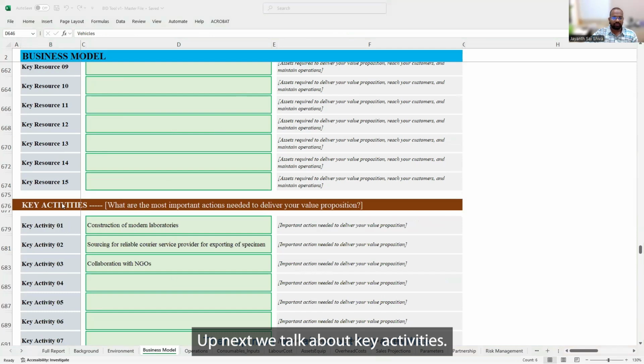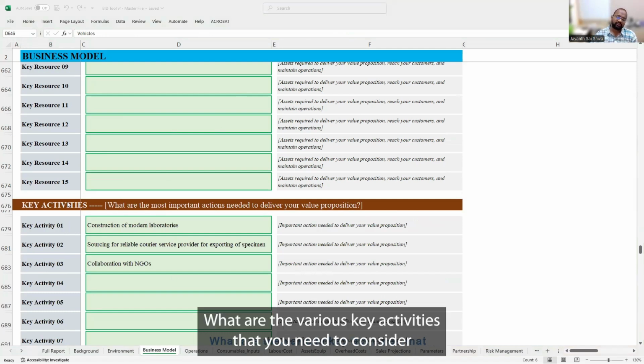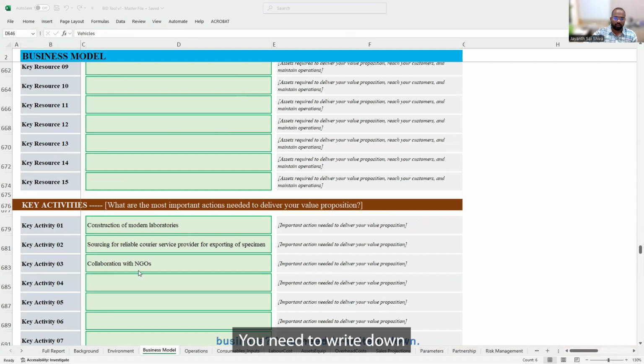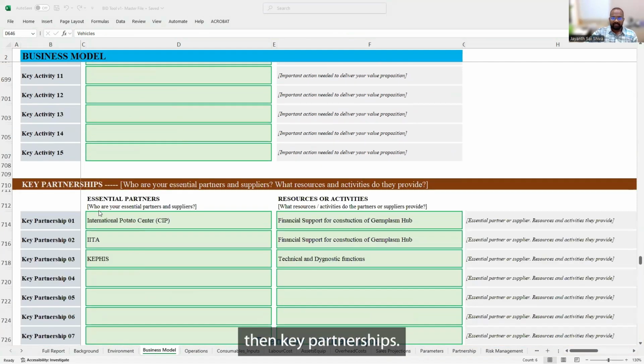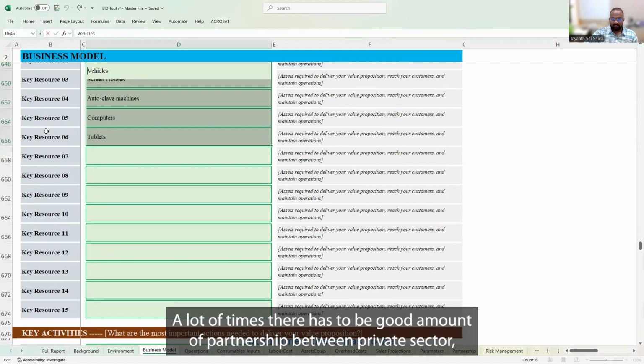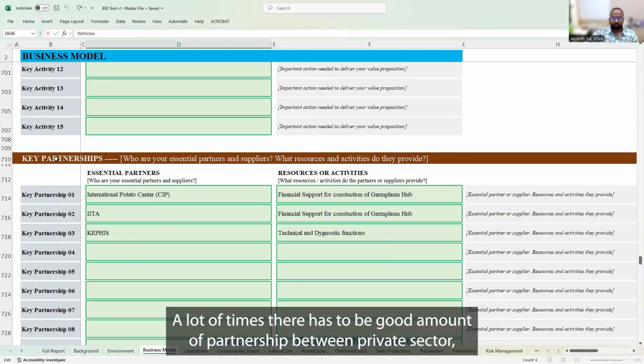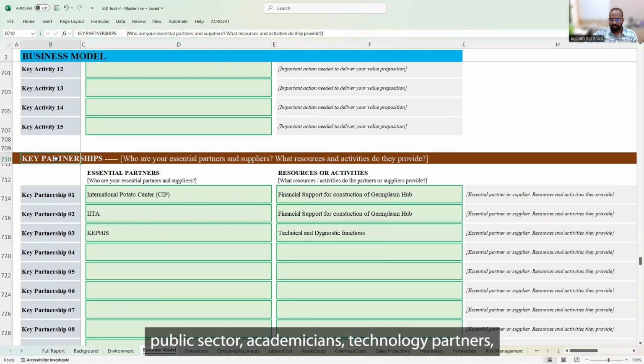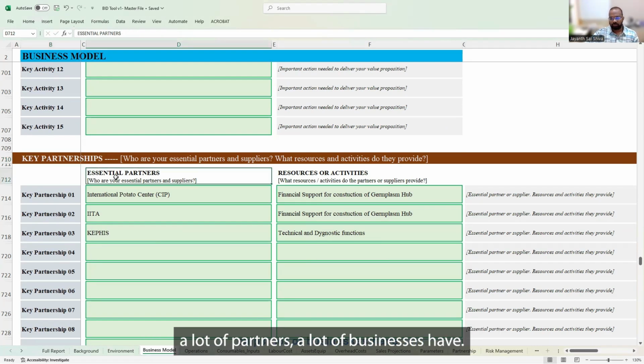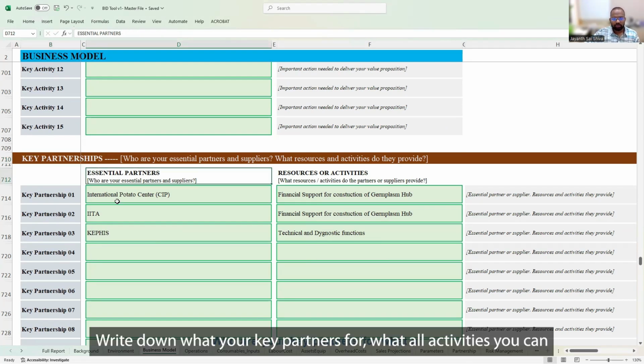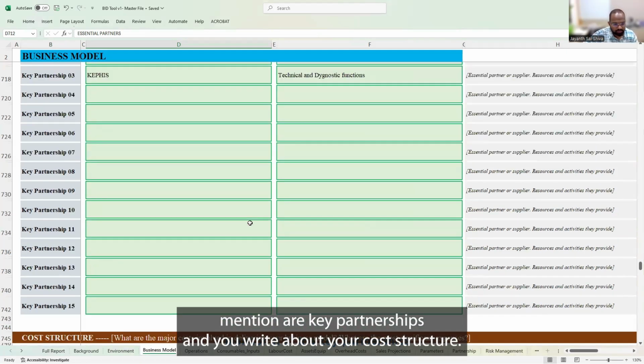Okay, then up next we talk about key activities. What are the various key activities that you need to consider doing in your business? You need to write it down. Then key partnerships. A lot of times there has to be a good amount of partnership between private sector, public sector, academicians, technology partners. So a lot of businesses have partnerships. Write down who are your key partners for what all activities. You can mention it in the key partnerships.